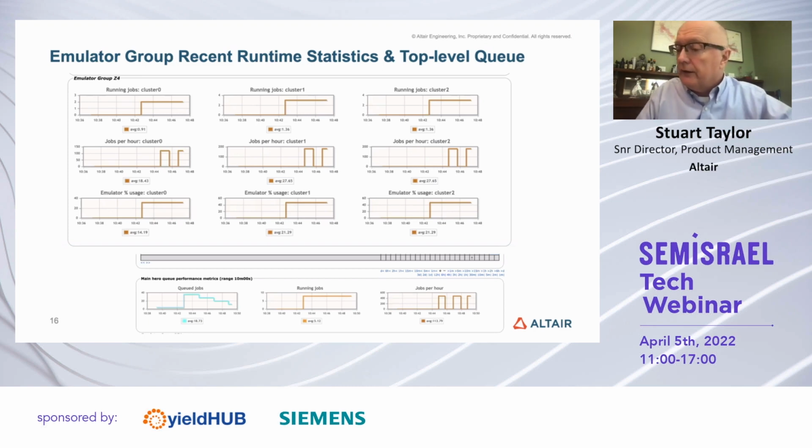So taking a look at the runtime statistics, we've got some panels showing where bottlenecks might occur. We've broken it down on a per emulator basis. And we've also, on a separate page, actually a snapshot shown below, got the total number of jobs queued and running jobs, and also the jobs and turnover.